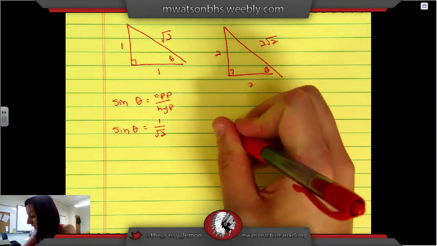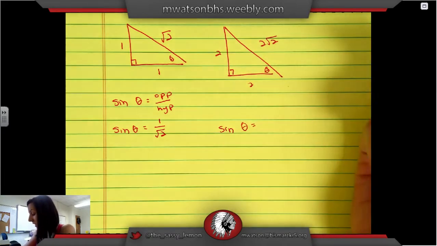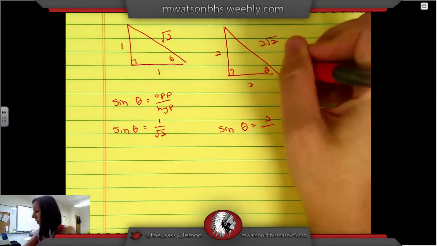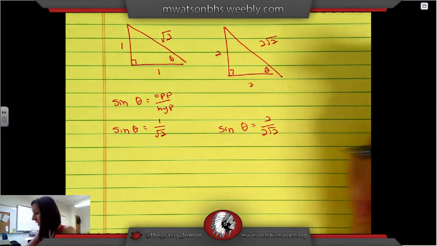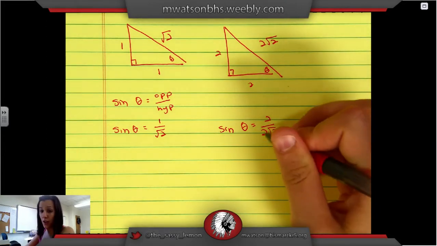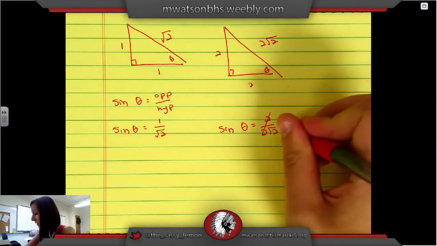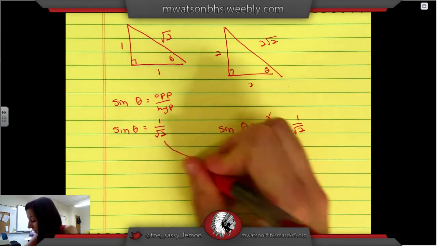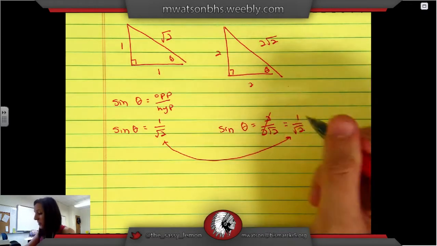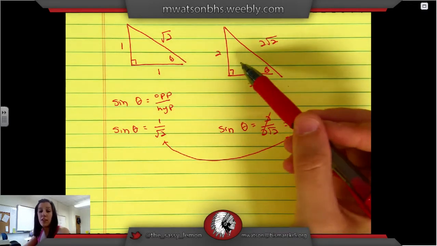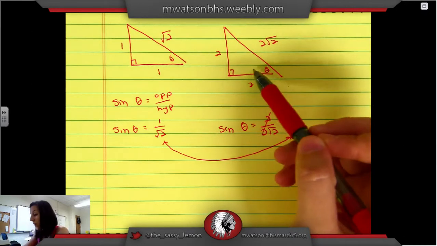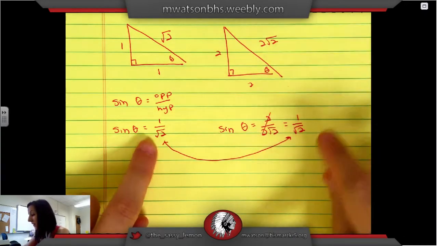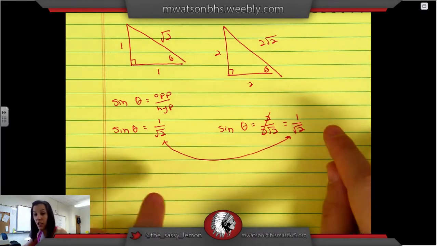And sine of theta here is going to be opposite, which is 2, over the hypotenuse, which is the longer side, 2 square roots of 2. And actually we have a 2 on top and bottom, so those cancel, and we wind up with just 1 over the square root of 2. So you'll notice, even though these triangles are different sizes, this one's twice as large as this one, sine of their angle is still the same. That's because it's a ratio of the sides.